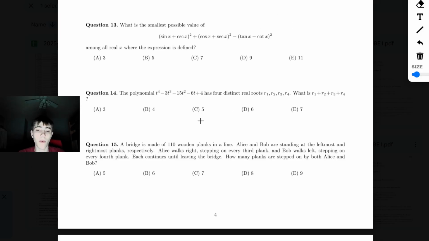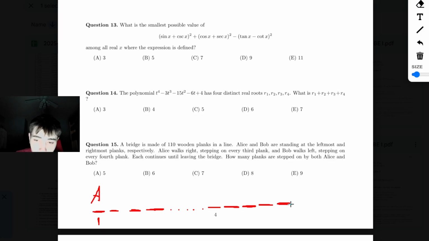Okay, so where is Alice? Alice is on the leftmost plank. So she's on plank number 1. That's Alice. We're going to number all the planks from 1 to 110. This is going to be plank 110. This is going to be plank 2, 3, 4. This is going to be plank 109, 108, 107, and 106. Okay, and this is where Bob is.